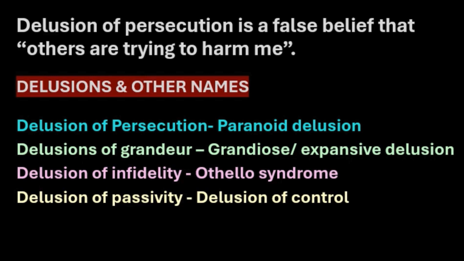Delusion of persecution is a false belief that others are trying to harm me. So the person is thinking that others are trying to harm me. So that is the delusion of persecution. This is also called paranoid delusion. The delusion of grandeur is also called grandiose or expansive delusion. Delusion of infidelity is otherwise known Othello syndrome. Othello is a Shakespeare character. You have to refer that. So that is delusion of infidelity is Othello syndrome. Delusion of passivity is delusion of control.